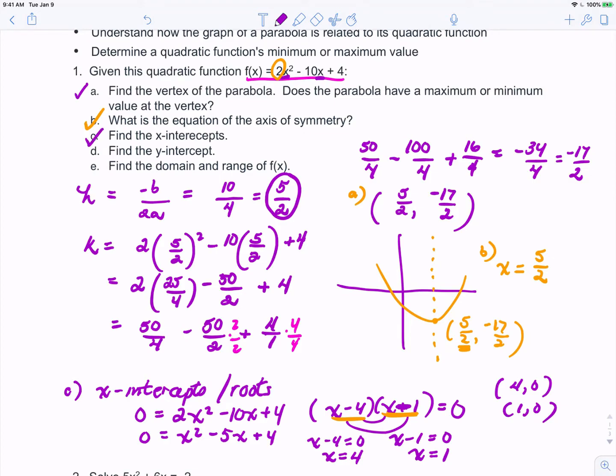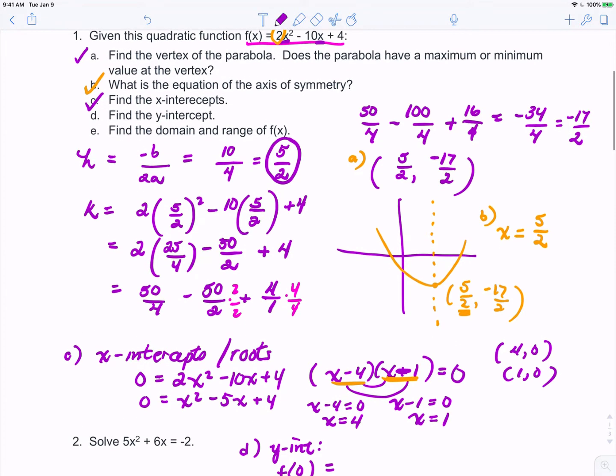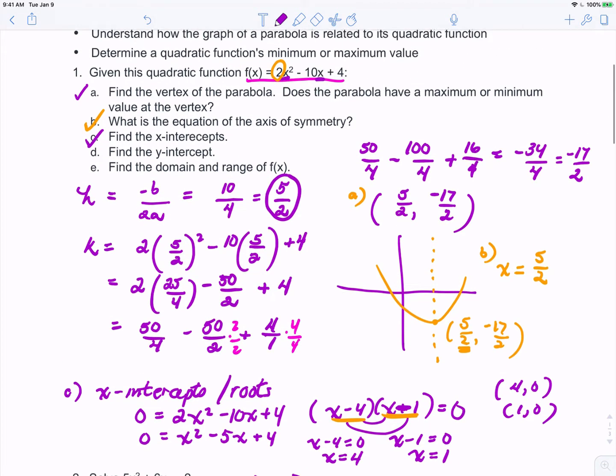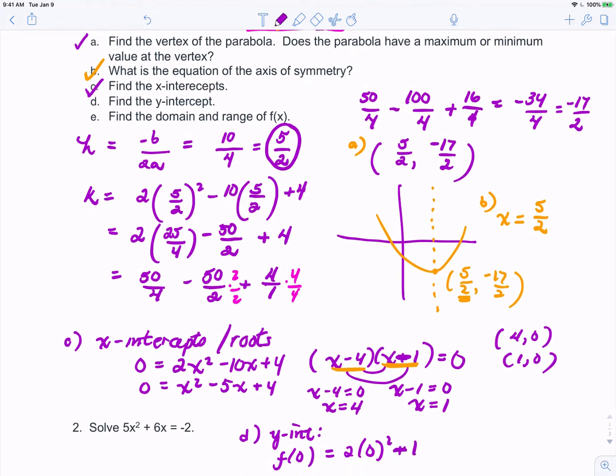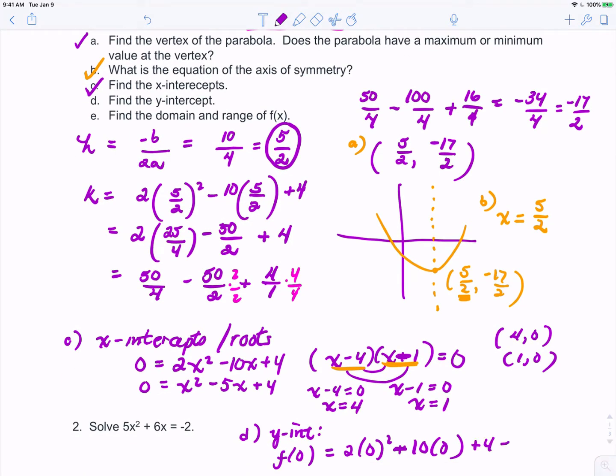The y-intercept. The y-intercept is the point where x is equal to 0. So to find the y-intercept, let's just squish it in here. To find that, we're going to find f of 0. So f of 0 would be equal to, if we come back and look at the function, 2 times 0 squared plus or minus 10 times 0. So far we have 0 plus 4. And that's equal to 4. So the y-intercept is going to be the point (0, 4).